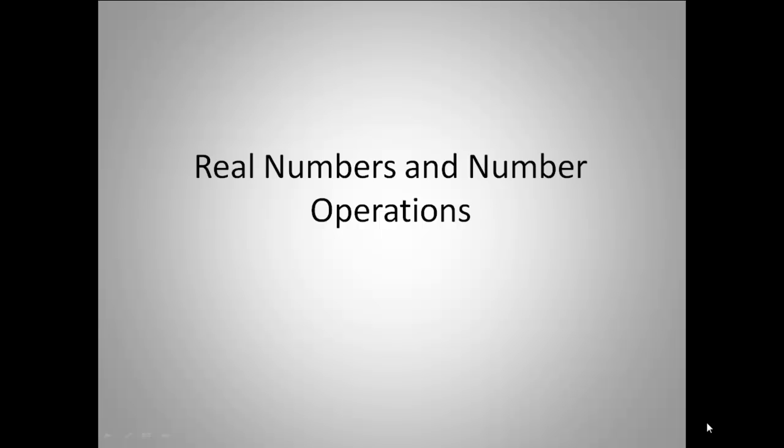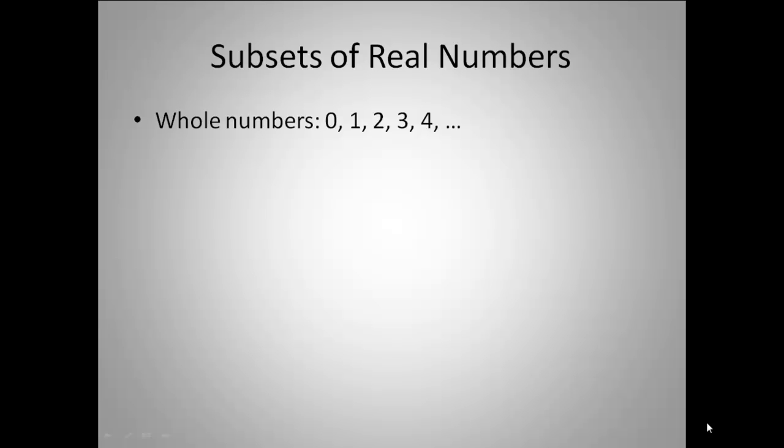We're going to start today by looking at real numbers and number operations. The first thing we're going to do is cover some vocabulary, and it's going to be our subsets of the real numbers. The first one is what you start out with when you're really young, and it's your whole numbers. It would be 0, 1, 2, 3, 4. And these three dots right here indicate that it goes on forever in this direction. So it would include 5, 6, 7, 8, and it just keeps going forever.